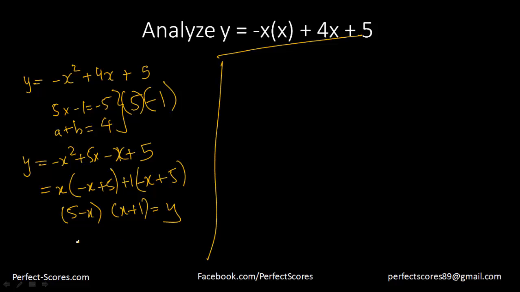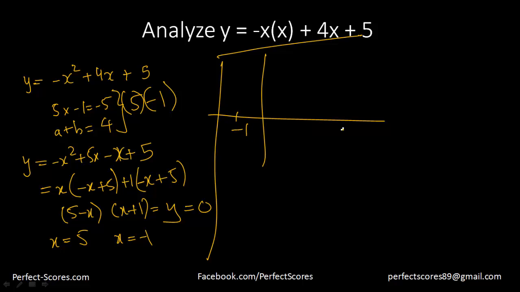And what are going to be the roots? The roots would be where the y is equal to 0. That means x would be equal to 5 or x would be equal to negative 1. So if I draw this function, x would be equal to negative 1 or x would be equal to 5, and this is what the function is going to be.